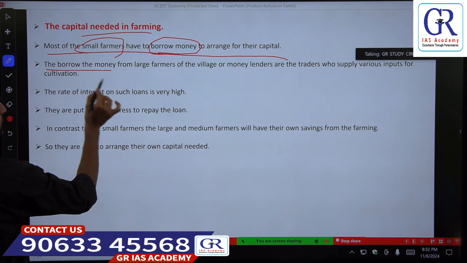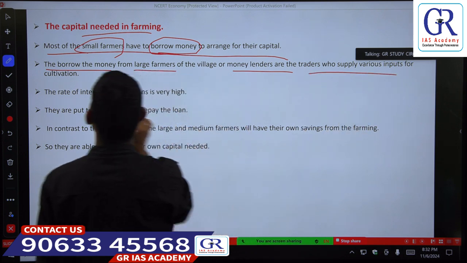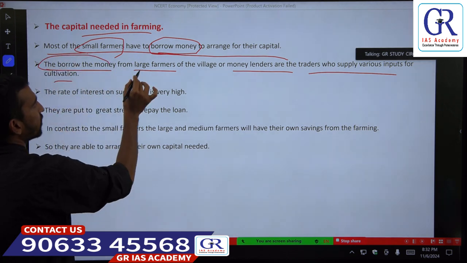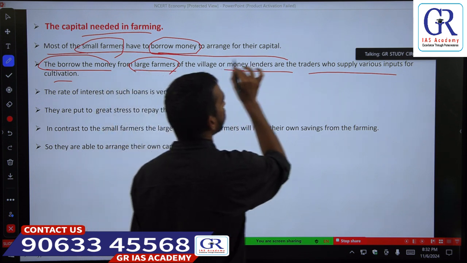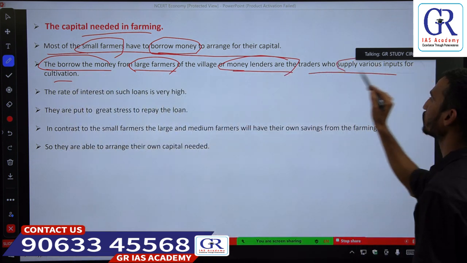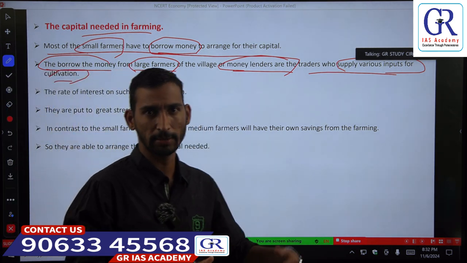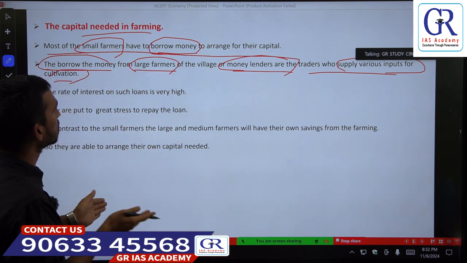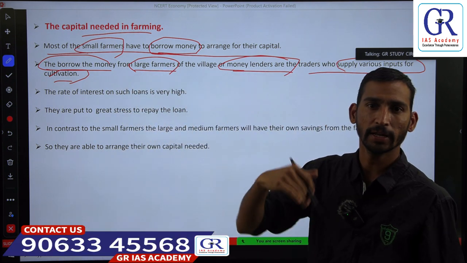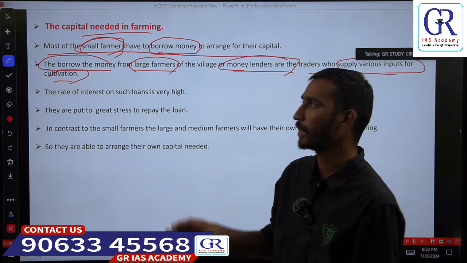They borrow money from large farmers of the village, or money lenders, or the traders who supply various inputs for cultivation. So small farmers are borrowing either from large farmers or from money lenders. You know the problem. In our country also the same thing happens. The Palampur village exactly depicts our Indian economy. We have more small farmers, and those small farmers are dependent on money lenders.